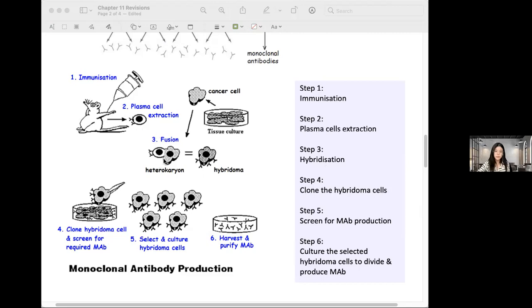The plasma cells then will combine with myeloma cells, for example, which are the cancer cells of bone marrow. The cells will be transferred into each well of a microtiter plate. Then we need to select and culture the hybridoma cells. So the cells will divide into many cells and secrete antibodies. These antibodies will be purified for diagnosis and treatment.